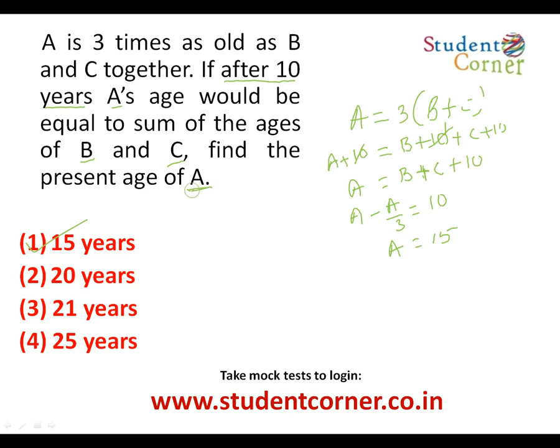But other than solving in that way, if you clearly observe, it is asking for the present age of A. Whenever it is asking about the present age of A, it should be a multiple of 3. A's age should be a multiple of 3. So what is in the options? What is the option which is a multiple of 3? Only the first option, that is 15. You can practice more questions like that. You can straight away look into that and see that this is the only option.